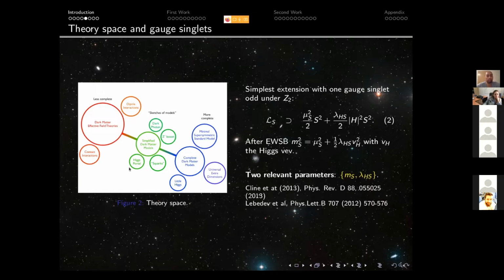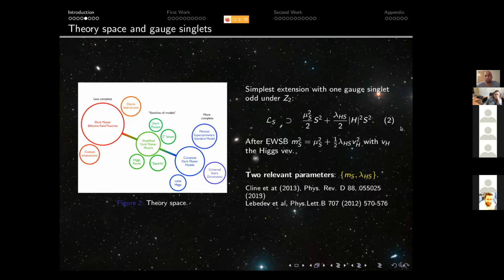In particular, we are going to focus on this little green circle here, Higgs portals. And in blue, you have the UV completions, which are basically more complete models. The most well-known probably is supersymmetry, for instance, but you have other options. And here, as I said, we are going to focus on the green approaches.